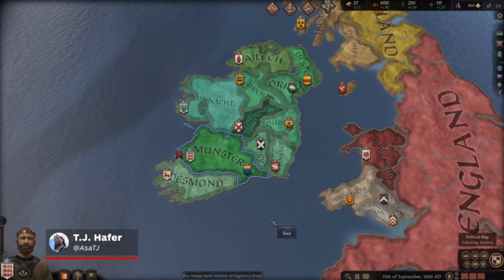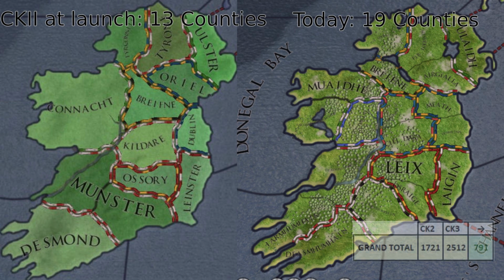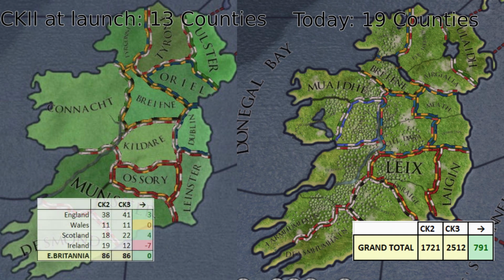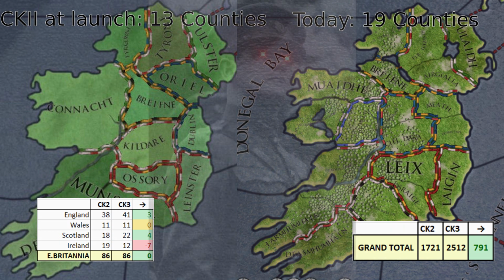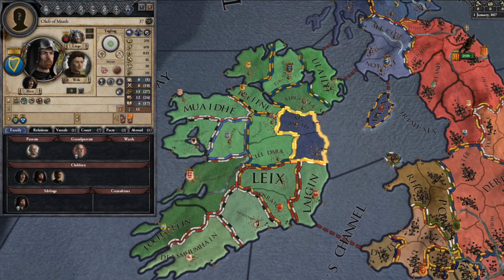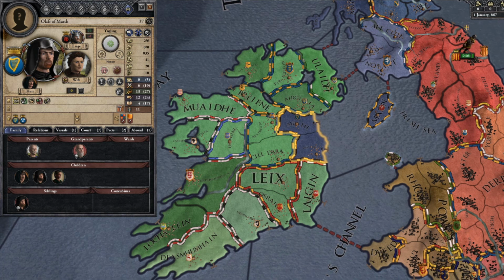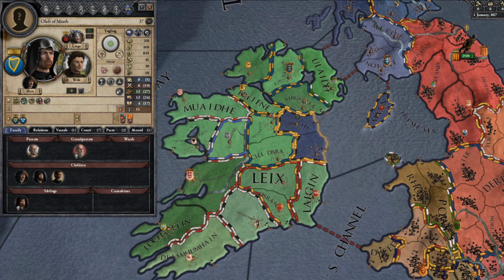While DLC and patches added more counties to Ireland and the rest of the world over time in CK2, CK3 is already starting with a massive 45% worldwide increase, though the number in the British and Irish Isles has remained static. At the moment, it looks like a number of counties have been taken from Ireland and added to Britain. With the increase in holdings per county and new mechanics like vassal contracts, we'll have to just wait and see how a downsized Ireland plays out.